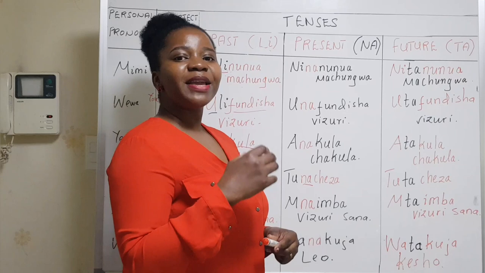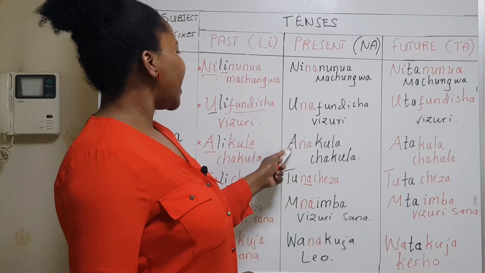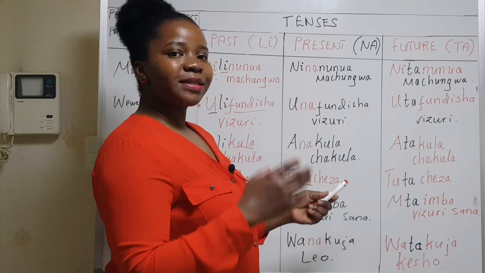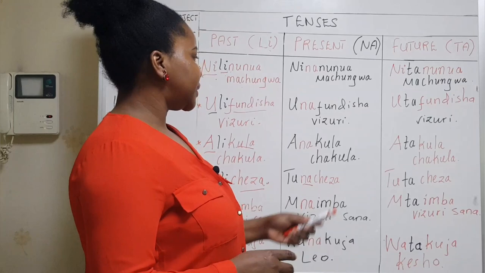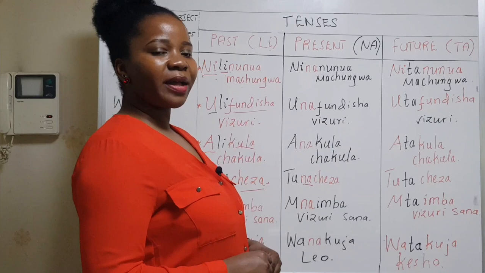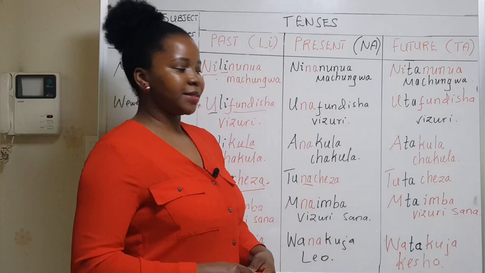Anakula chakula. Na is for the present tense, remember. So anakula. A stands to represent the subject prefix, and that means he or she. Na is for the present tense, and kula is the verb that means eat. Chakula is the food. So a is for the subject prefix that represents personal pronoun yeye, which means he or she. So he or she is eating some food.